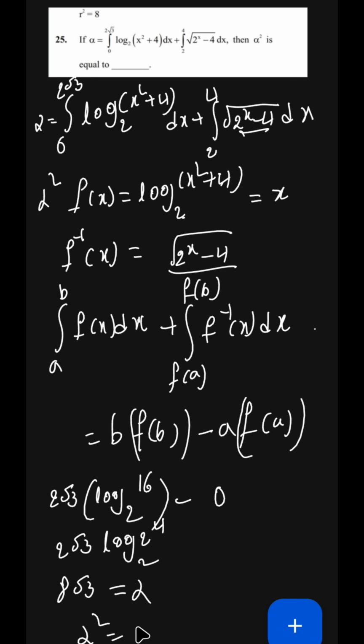Alpha square is equal to 8 square times 3, which is 64 times 3. 3 4s are 12, 3 6s are 18, 19, 192. Answer is 192.